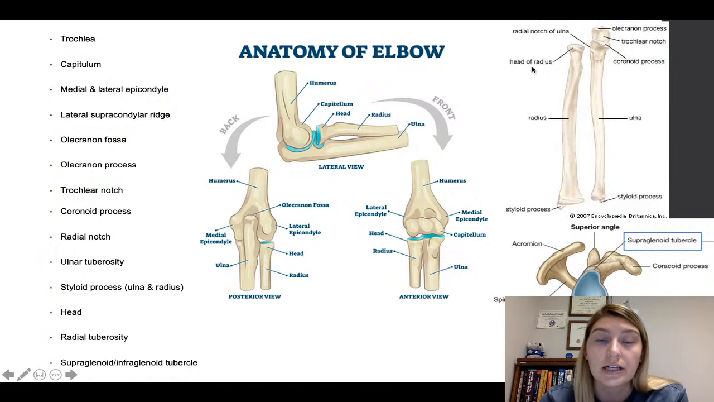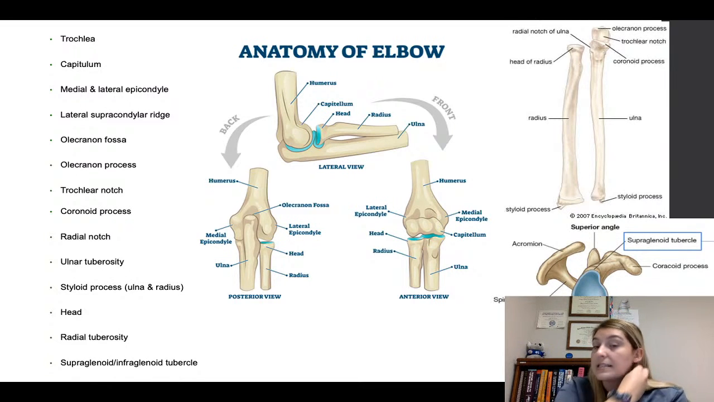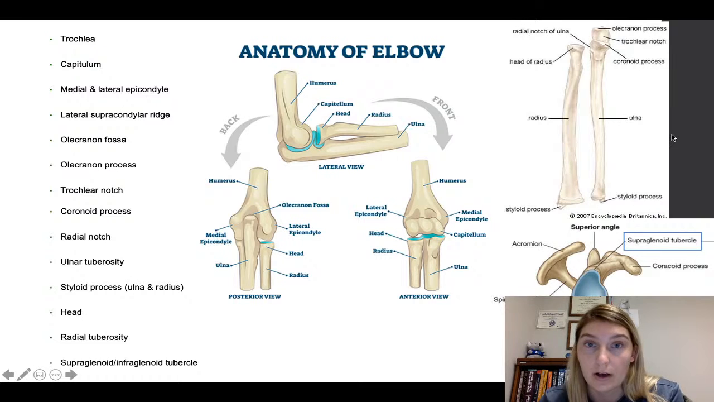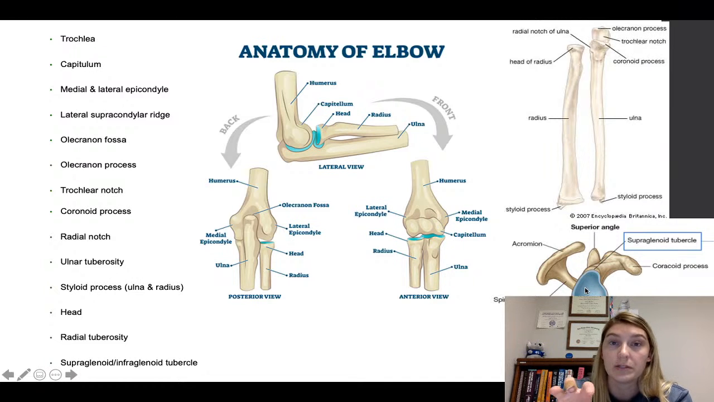So now supraglenoid and infraglenoid tubercle. These are the new ones. This is in the scapula. So that glenoid fossa, hence its name, we know is that pear-shaped depression on the lateral side of the scapula where the humerus would sit. So supraglenoid, supra meaning above, so above the glenoid, will have this little bump. So that is the supraglenoid tubercle. And then infraglenoid, infra means below, inferior. So right below the glenoid, we'll have the infraglenoid tubercle.